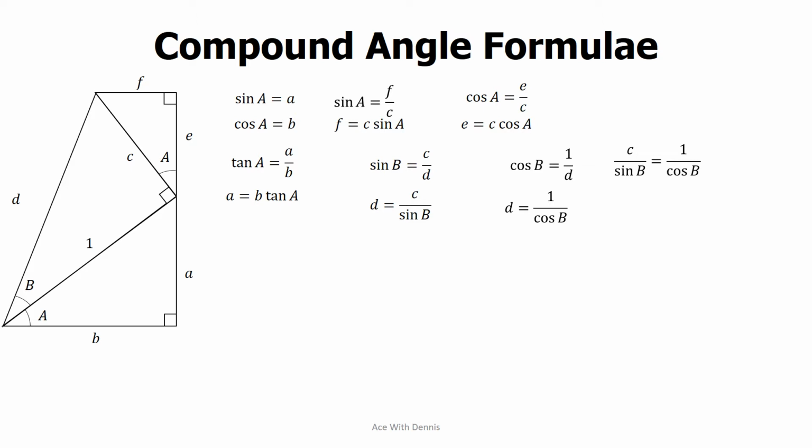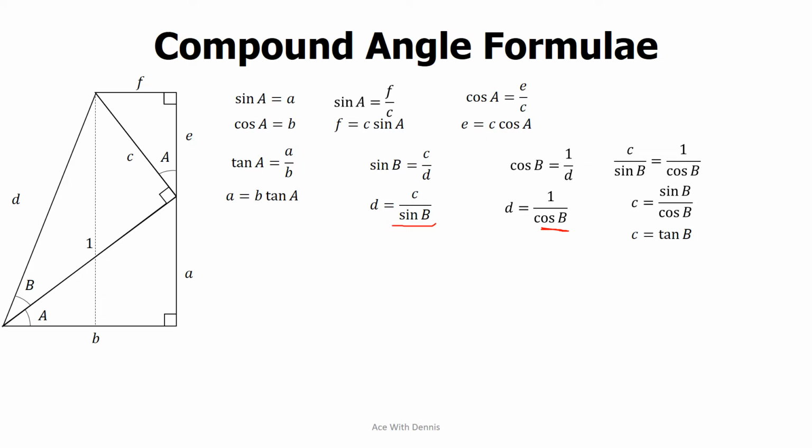Alright, so why is it so? Because c over sine B is equal to d, and we know that d also equals 1 over cosine B. Therefore, c over sine B equals 1 over cosine B. From here, we can say that c equals sine B over cosine B, which is tangent B.